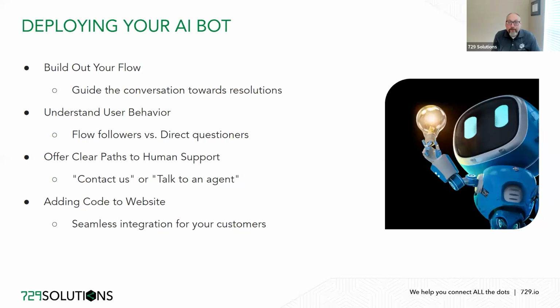But for right now, we're going to talk about how you deploy your AI bot. So first thing you need is Zendesk. If you don't have Zendesk, you can sign up for a free trial and you can contact us at 729 Solutions for more information about getting Zendesk set up for your business. Assuming that you've done that, you can enable the bot building experience inside of your admin center in Zendesk to allow for guided conversations towards resolutions.